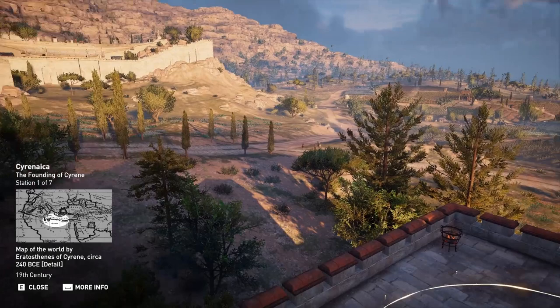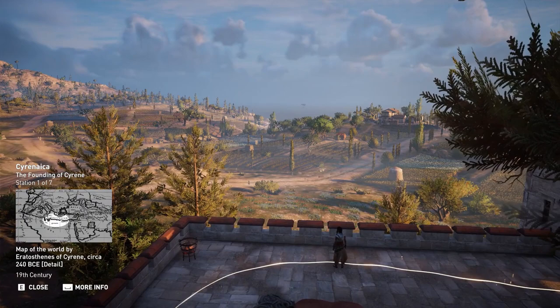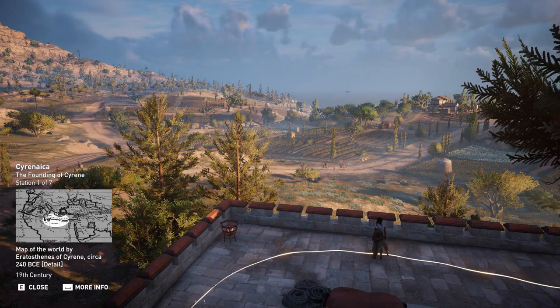Built on a lush plateau of the Green Mountains, in what is present-day Libya, a colony of Greek settlers formed the city of Cyrene in 630 BCE. Cyrene's population quickly grew, spreading out across the terraces of the plateau, making it the first and largest of the five colonies.